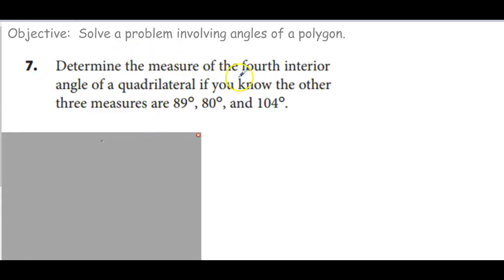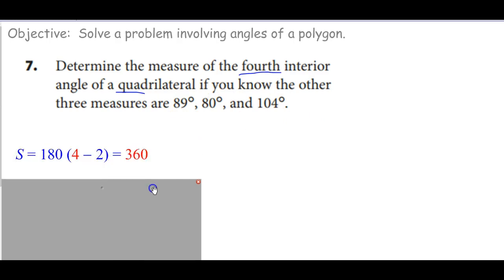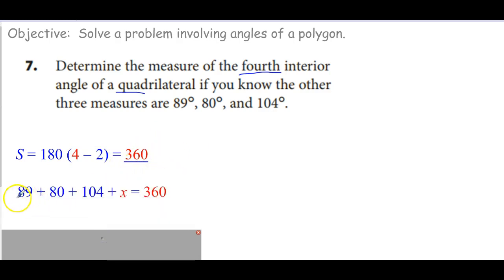Determine the measure of the fourth interior angle of a quadrilateral, if you know the other three angles are 89, 80, 104. Okay, so we do the same thing, interior angle sum theorem, 4 is the number of sides, 4 minus 2 is 2, times 180 is 360. So every quadrilateral, every four-sided polygon, the interior angles always sum up to 360. So the three given angles plus our own unknown angle x equal 360. We're going to add those up, subtract that from both sides. That's going to give us our solution for x.